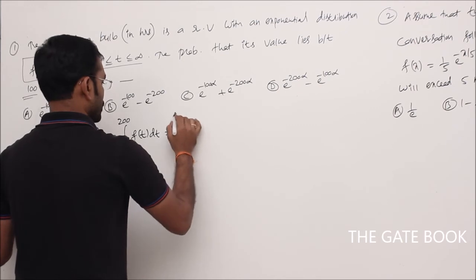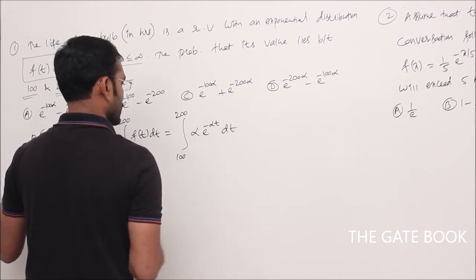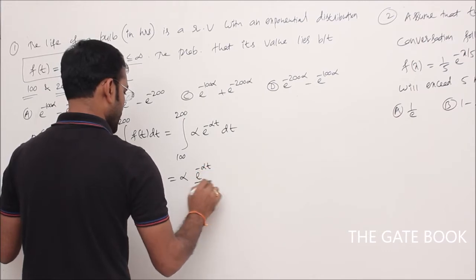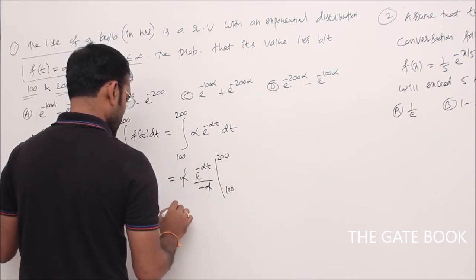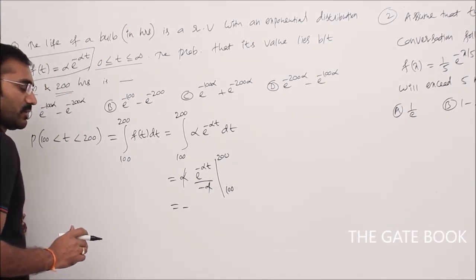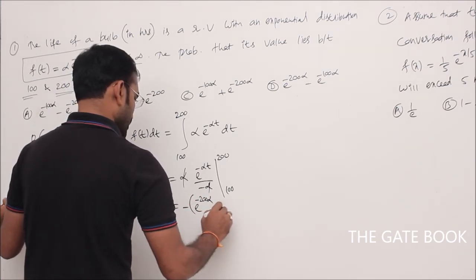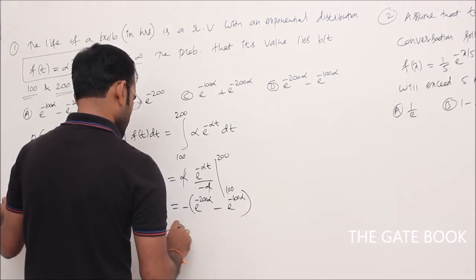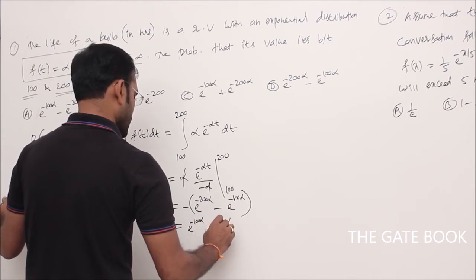From 100 to 200, our f(t) is given as alpha e power minus alpha t dt. Alpha is a constant, so put it outside. The integration of e power minus alpha t is e power minus alpha t by minus alpha between the limits 100 to 200. Alpha will get cancelled. Put that minus outside. Upper limit of t is 200, lower limit of t is 100. So we get e power minus 200 alpha minus e power minus 100 alpha. Applying the minus, we get e power minus 100 alpha minus e power minus 200 alpha.